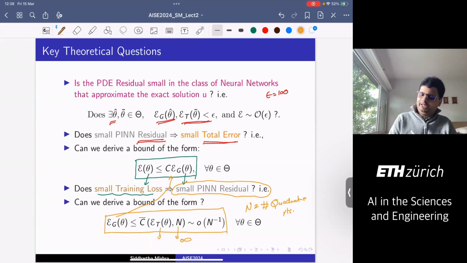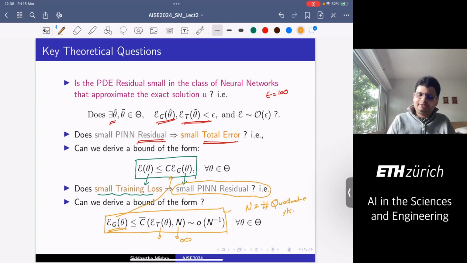So let me recapitulate. What we want to do is first, can we make the training error as small as possible? And then once we have small enough training error and a large number of quadrature points, does it automatically imply that there's a small residual? And does a small residual automatically imply that the total error is small? So that's the mechanism through which PINNs can work, right? Otherwise, how else can we connect the training error to the total error? These are completely different quantities. They're sitting in different spaces. They have different meanings. So the only way we can do this, at least one way in which we can do this, is through this route.